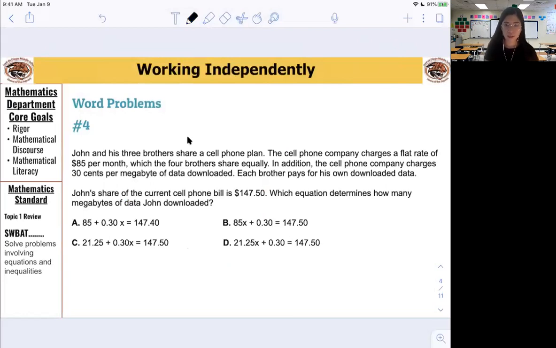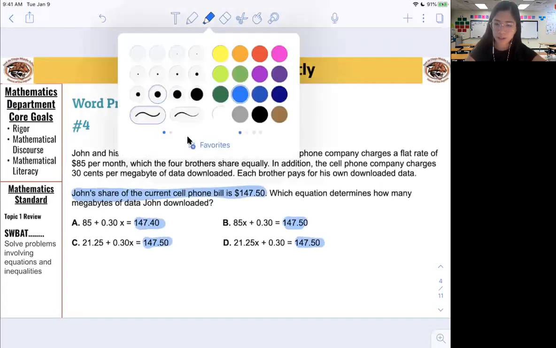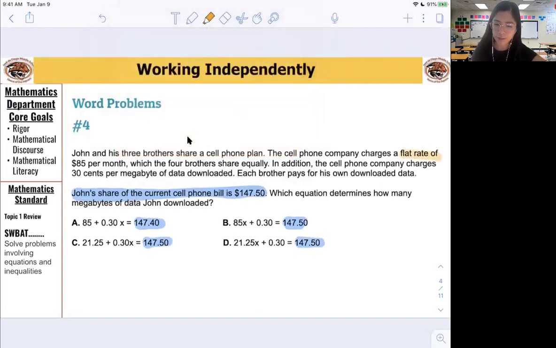All right, so again, I'm going to notice some patterns. I notice that every answer choice has 147. Oops, there must be a typo, but I think that was supposed to say 147.50. But all of them have that. And that's because that's John's total. He's paying 147.50. But what is he exactly paying for? Well, there's 2 different charges. There's the flat rate of $85 per month, and if you keep reading, you see that the 4 brothers share that rate equally.